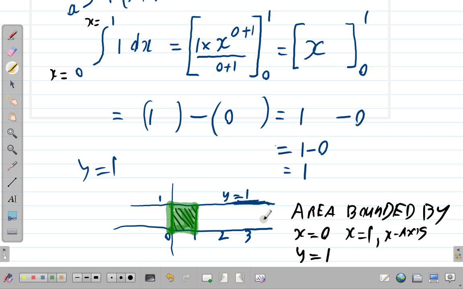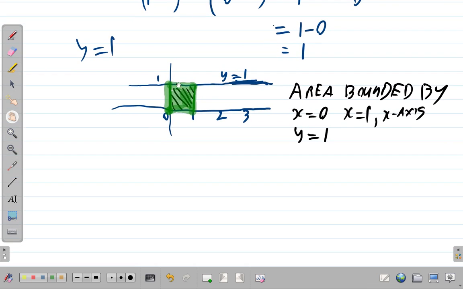Now, what this is saying then is that if you integrated from 0 to 2, then the answer should be 2. Let's try that. If you go from 0 to 2, then all of this will be the shaded area, which is 2 units. Would it work?